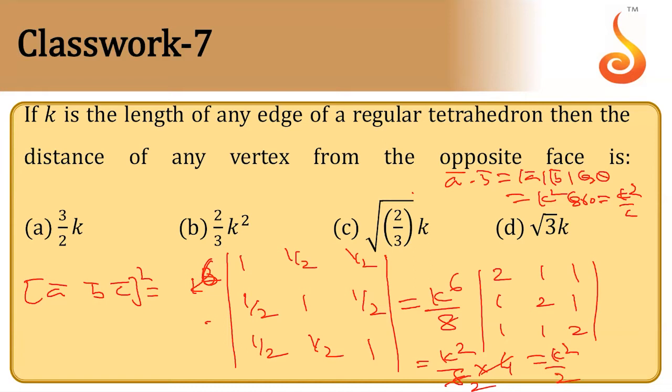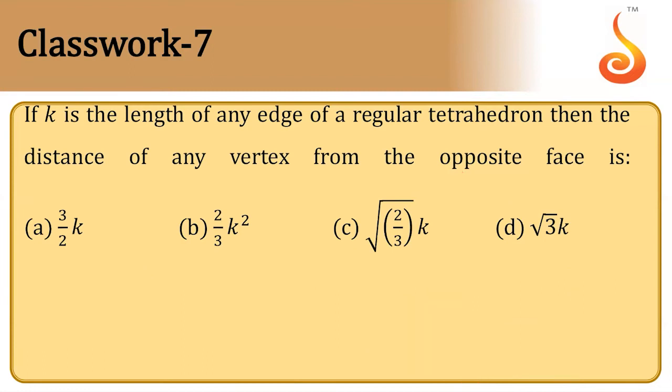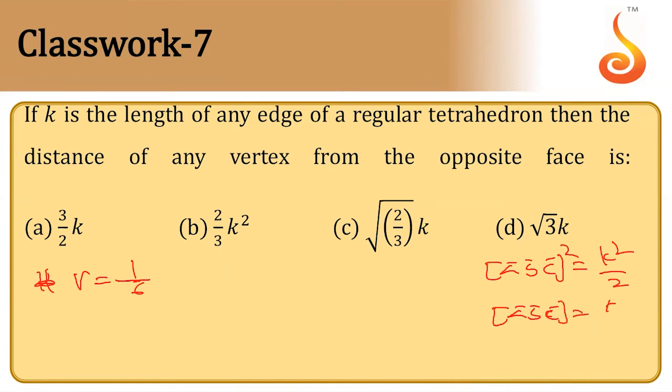That is box ABC whole square is K square by 2. Box ABC whole square is K square by 2. Now, yes. K square by 2. Wait a minute. Now I'm clearing this one. Now volume is 1/6 of box ABC. We got box ABC whole square is K square by 2. So therefore box ABC equal to K by root 2. So volume is 1/6 into K by root 2. That is K by 6 root 2 volume.